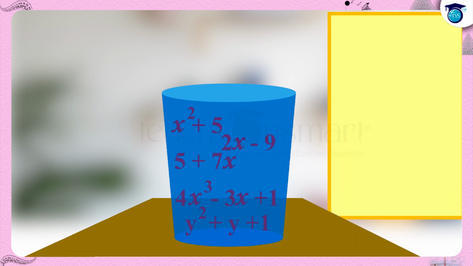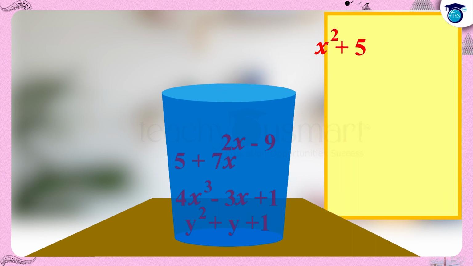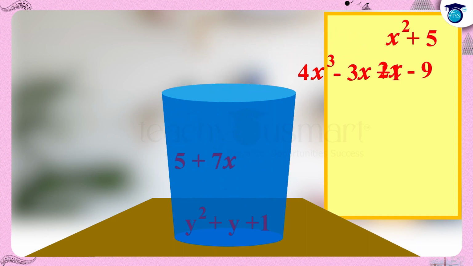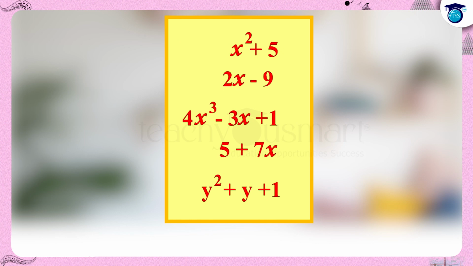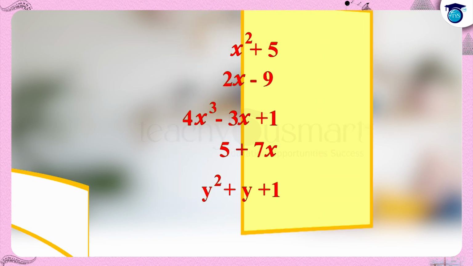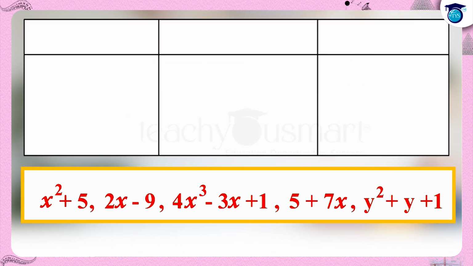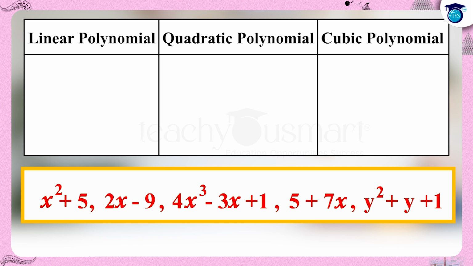Let's take them out. x squared plus 5, 2x minus 9, 4x cubed minus 3x plus 1, 5 plus 7x, and y squared plus y plus 1. See, these are the polynomials, having different degrees. We can classify them based on their degrees. So let's classify them as linear polynomial, quadratic polynomial, and cubic polynomial.